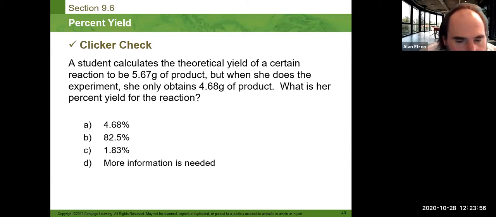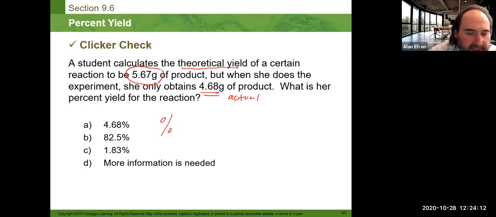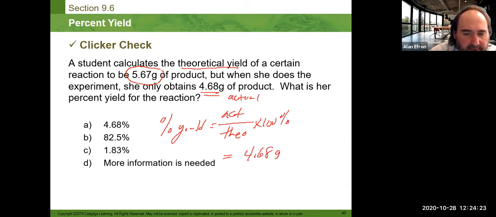Okay, so when we look at this here, obviously they tell us this is our theoretical yield, which is 5.67. Hopefully it should usually be bigger than your actual. When they do the experiment, they actually did get 4.68. So our percent yield here is going to be our actual divided by the theoretical times 100%. So putting those numbers in, we got 4.68 grams divided by 5.67 grams times 100%.